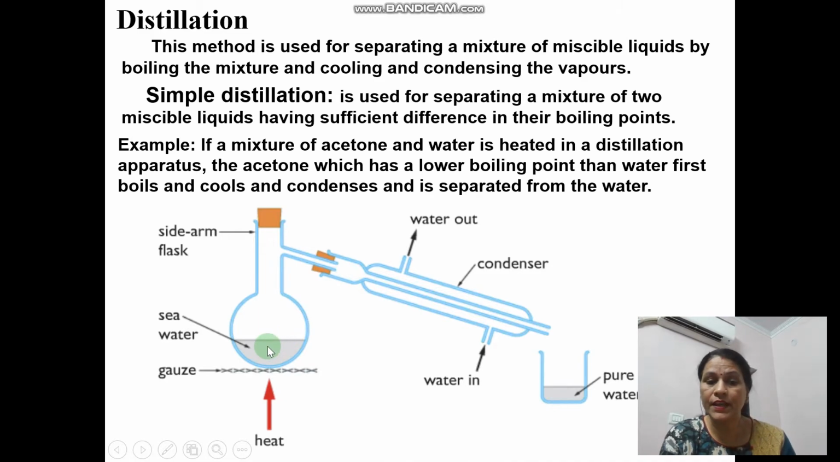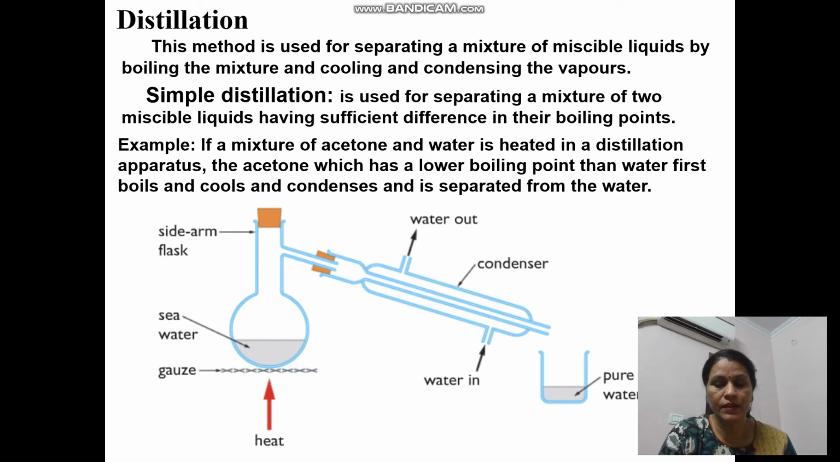Now, with the continuous supply of heat, the water will also attain the boiling point and its vapors will rise up. Again in the condenser it will condense because of the cold water in the outside chamber, and the vapors will be collected in a different beaker. So this is the setup of simple distillation. And what is the condition here? Two miscible liquids having a difference in their boiling points. So this is the technique.